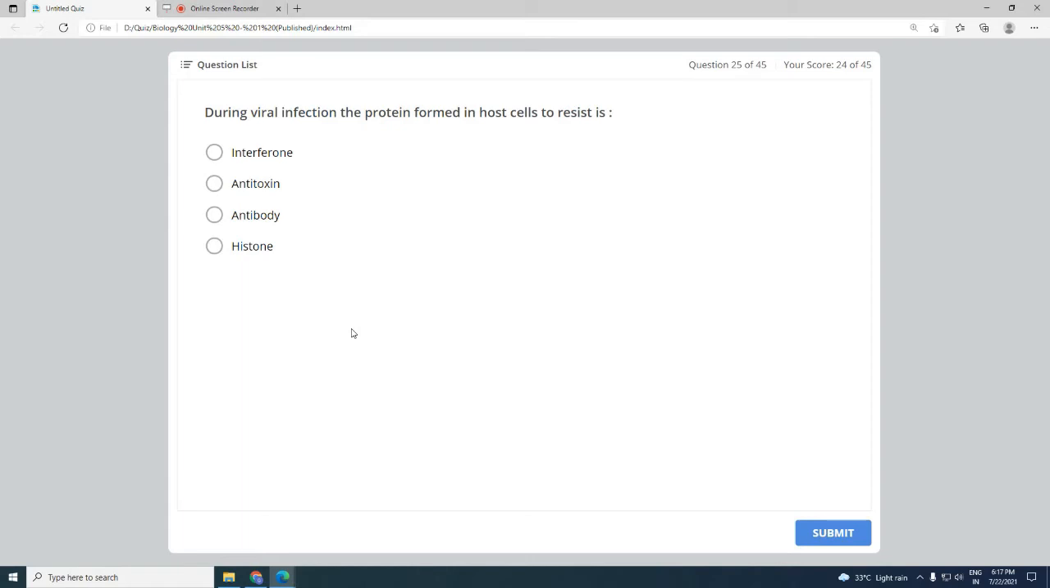During a viral infection, the protein formed in the host cells in order to resist. Is the name of the protein interferon, or antitoxin, or antibody, or histone? Which one is the right answer? Option A, interferon, is the right answer.